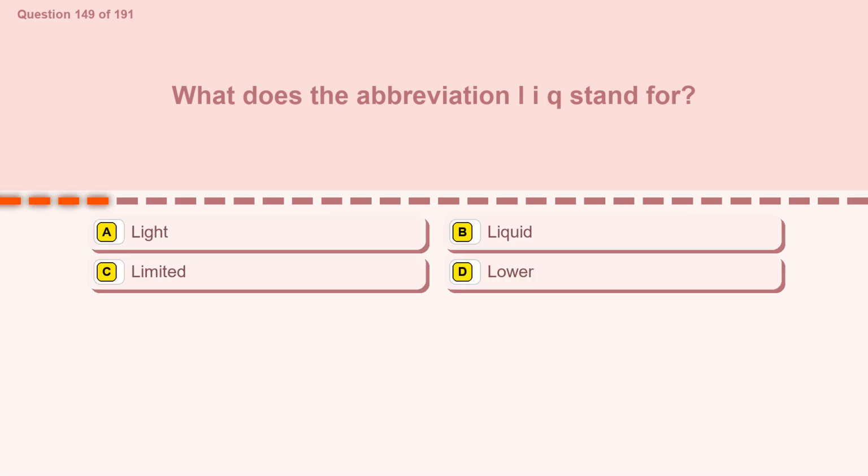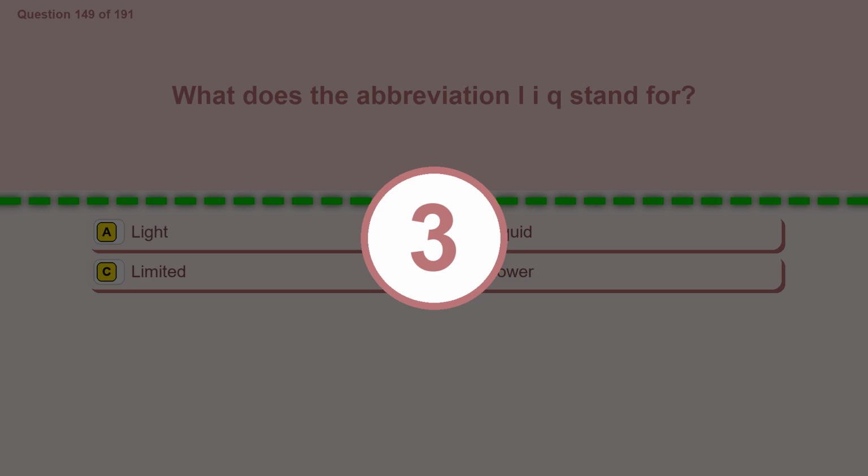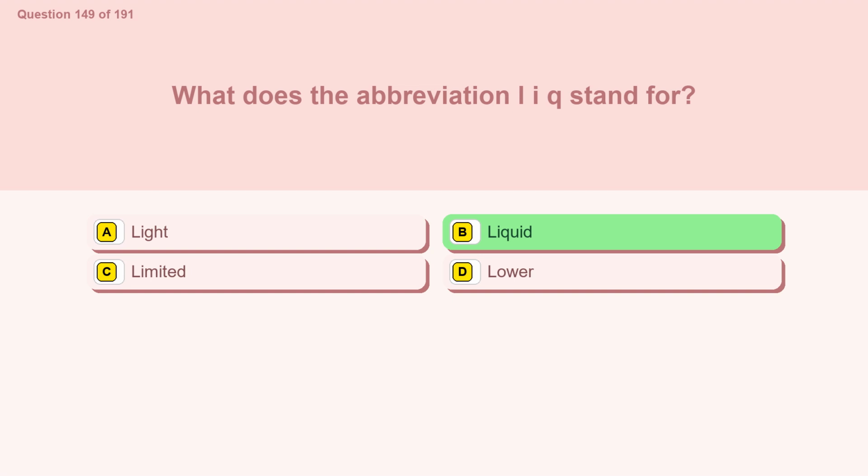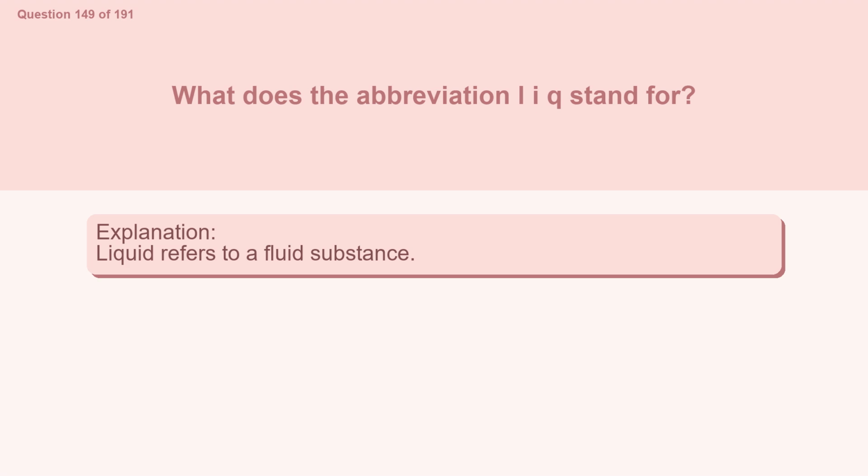Question 149. What does the abbreviation LIQ stand for? Option A, light. Option B, liquid. Option C, limited. Option D, lower. The correct answer is option B, liquid. Liquid refers to a fluid substance.